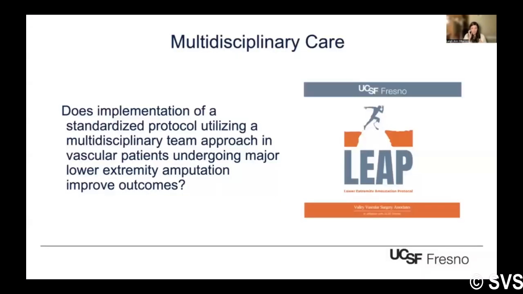So about 6 or 7 years ago, at our institution at UCSF Fresno, we decided to take things into our own hands and do our own ERAS-based pathway for patients suffering from major amputation. The big question was, does implementation of a standardized protocol utilizing a multidisciplinary team approach in vascular patients undergoing major amputation improve outcomes? Because this wasn't standard of care, this actually had to be done under the auspices of a clinical trial. And so these patients had to be consented and enrolled, because ERAS really wasn't something that was standard of care amongst vascular patients.